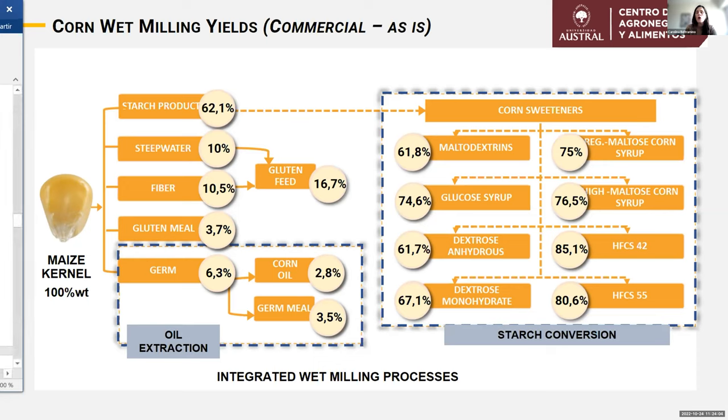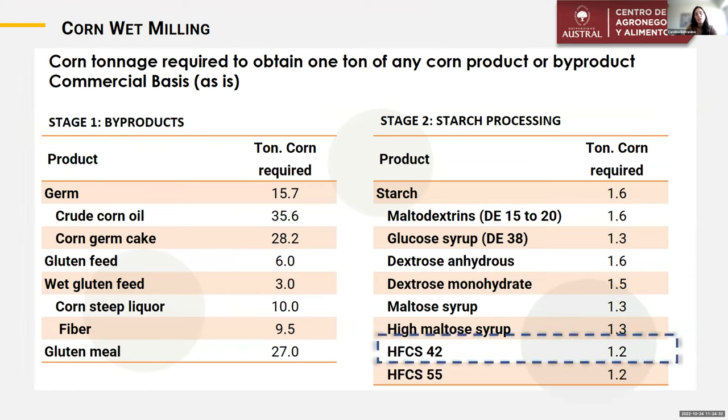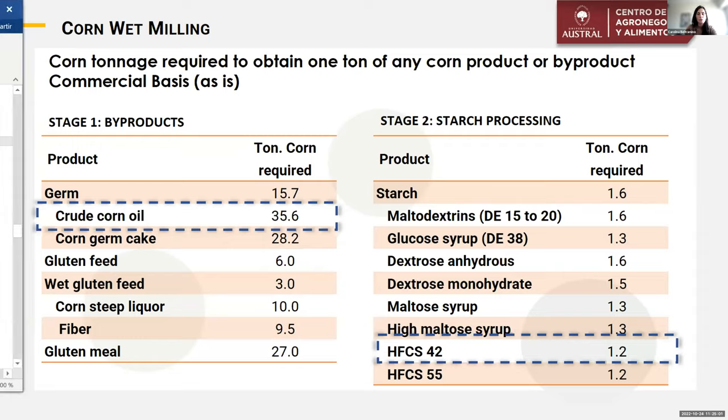What is interesting here is to show all the products that result from the integrated wet milling process. We can see here the process of oil extraction and also the starch conversion, and there you will see that there are 8 different sweeteners that derive from this process. Then they estimated how much corn is needed to obtain 1 ton of corn product or byproduct. Just for instance, if we go here and see how much corn is needed to produce 1 ton of high fructose 42 dextrose, you will find that we need 1.2 tons of corn. But if we look at how much corn we need to produce 1 ton of corn oil, we can see that we will need 35.6 tons.